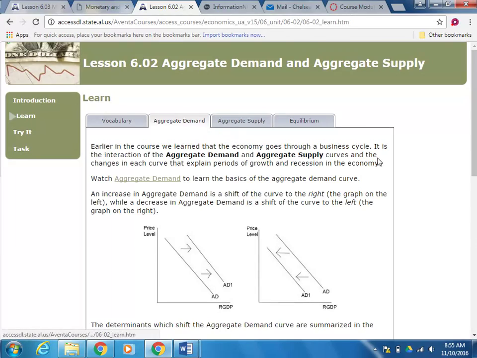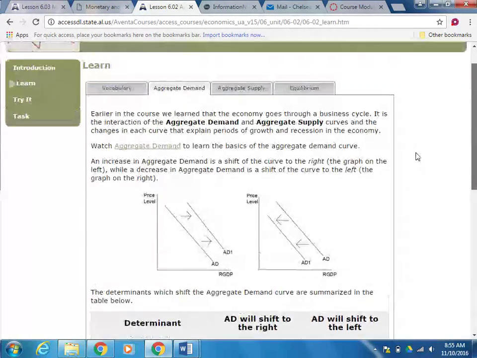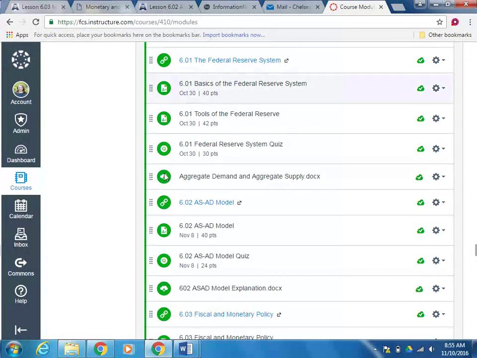You know what I'm talking about? These charts here for aggregate demand and aggregate supply. There are a couple of things that were not in those charts that I feel could have helped you answer some of the questions. So I made an updated one and it is right here before the lesson.